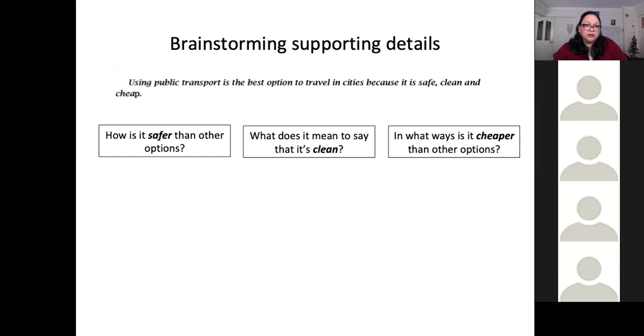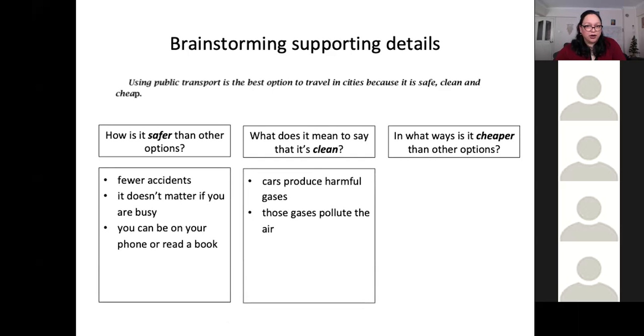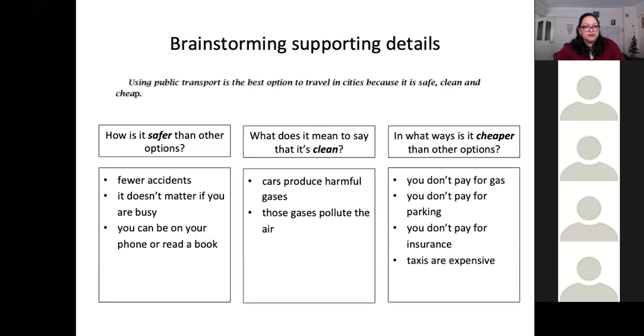So for example, how is public transport safer than other options? What does it mean to say that it's clean? And in what ways is it cheaper than other options? So have them work together, brainstorm some ideas, and hopefully they'll come up with some good supporting details and examples that they can include in a paragraph. So we've got our key ideas and our supporting details.